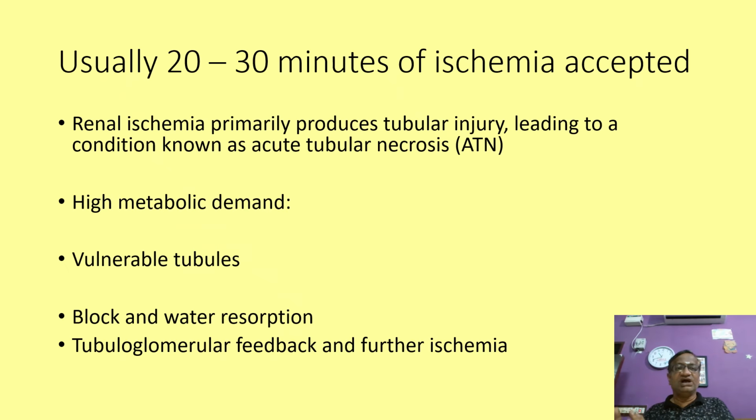Tubules get affected because of possibly a high metabolic demand, a vulnerability, a tubuloglomerular feedback, and further ischemia. All these things make acute tubular necrosis more common than acute glomerular necrosis. But it cannot be completely flattened to tell like that. Yes, it also depends upon what the patient is like. If the patient is already diabetic, hypertensive, old age, all these things have to be carefully settled.